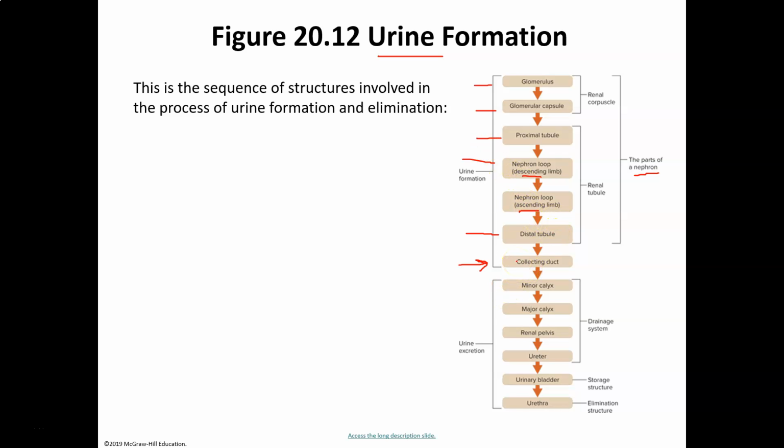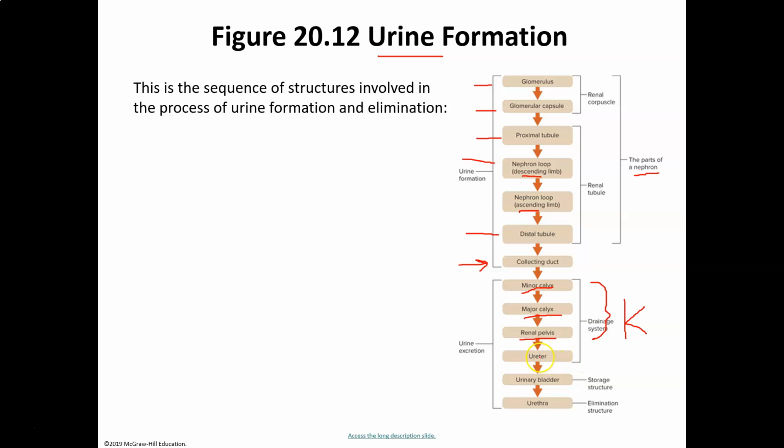Urine now has to get sent out of the body. It goes through the minor calyx, the major calyx. These are just bigger and bigger tubes that take urine out of the body. Renal pelvis, at this point, you're still in the kidney. Right? So that's K. That's the kidney. You're still in the kidney.